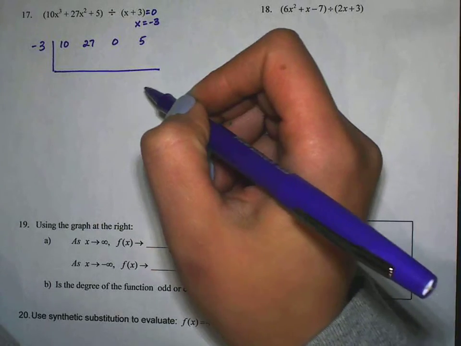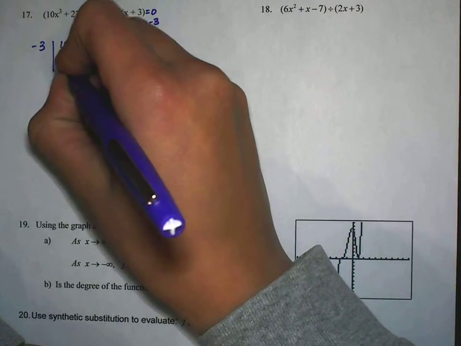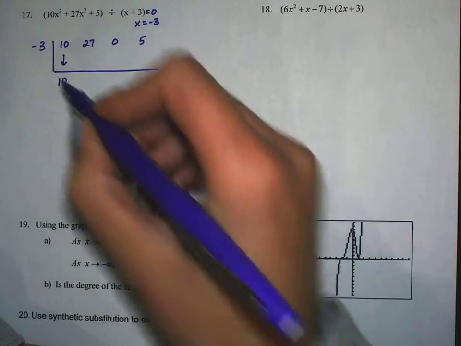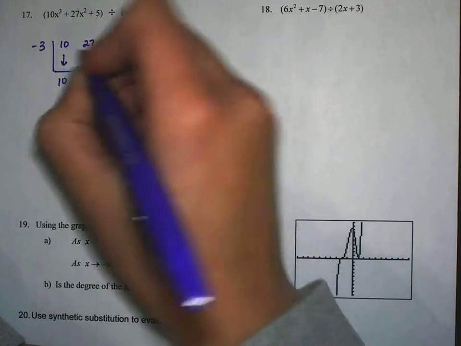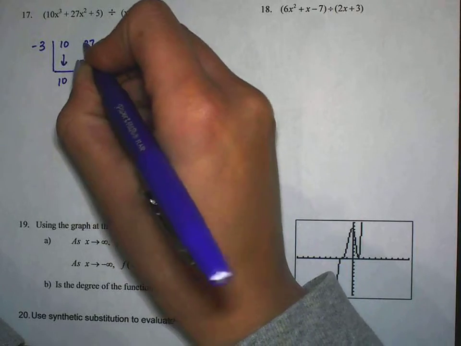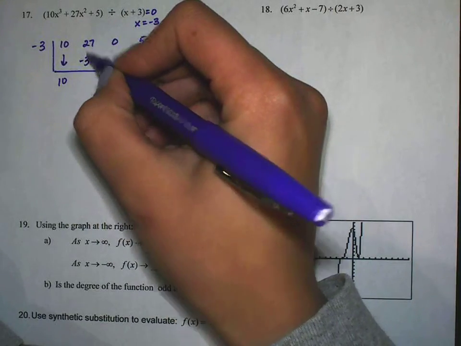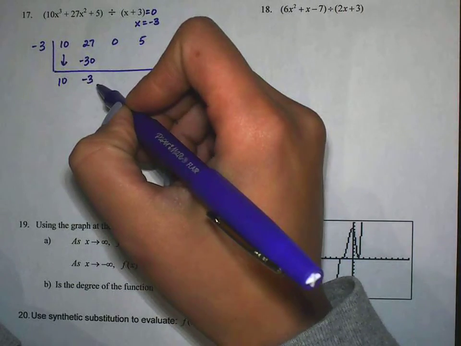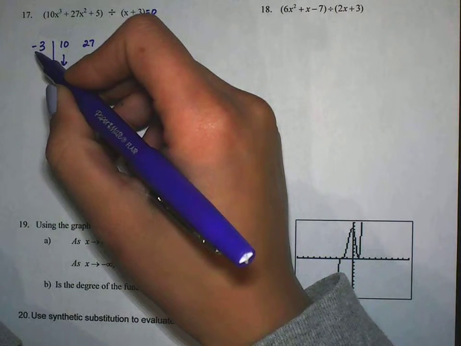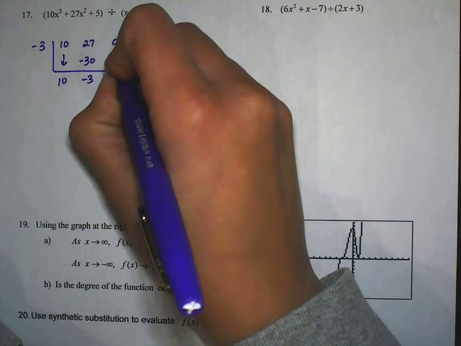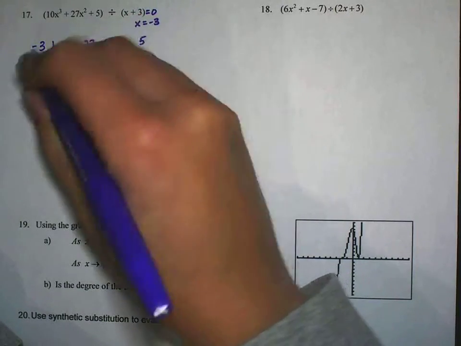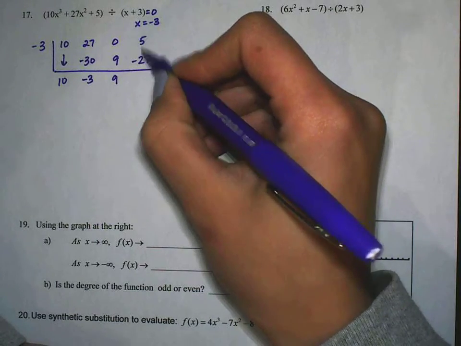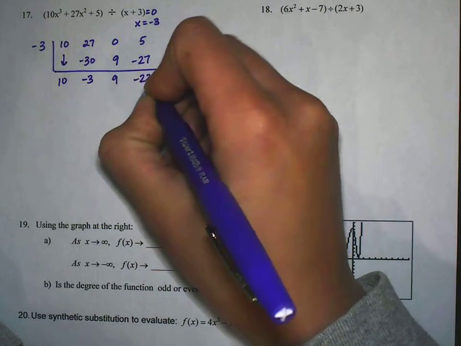Just to go over synthetic division, we bring the first coefficient down. We multiply with this negative 3 that's on the outside. So 10 times negative 3 is negative 30. Then we want to add. Anything that's inside the box, we're going to add. So this will be negative 3. Anything that's on the bottom, you multiply with that number on the outside. Negative 3 times negative 3 is positive 9. So we add, multiply. Once I get here, I get negative 22.